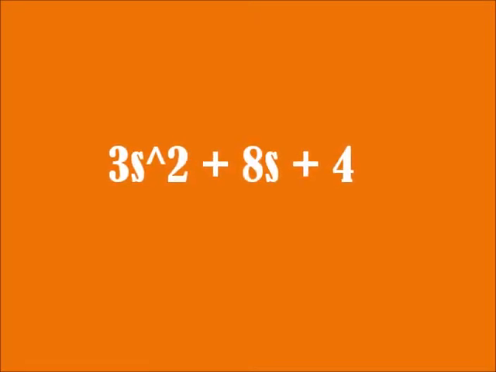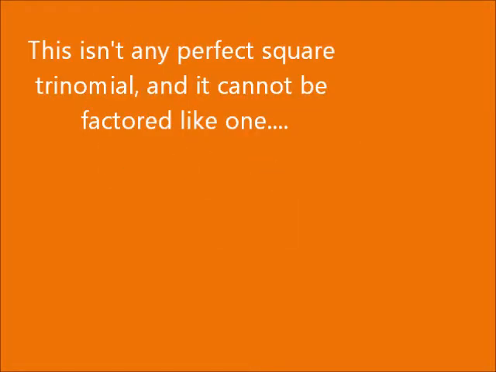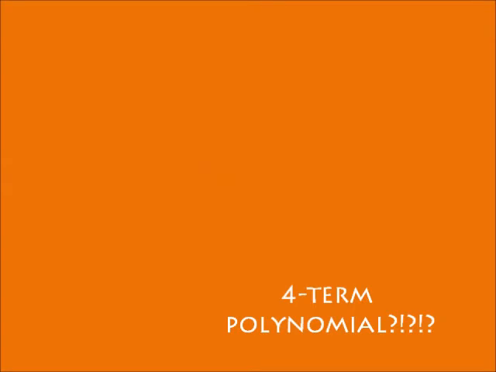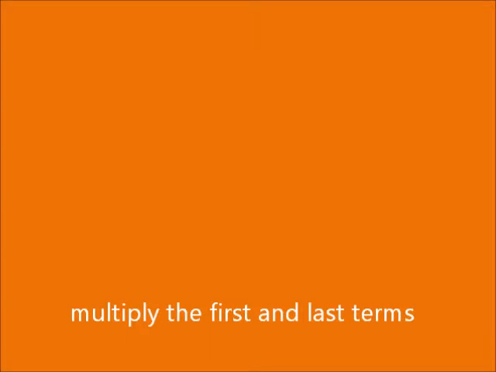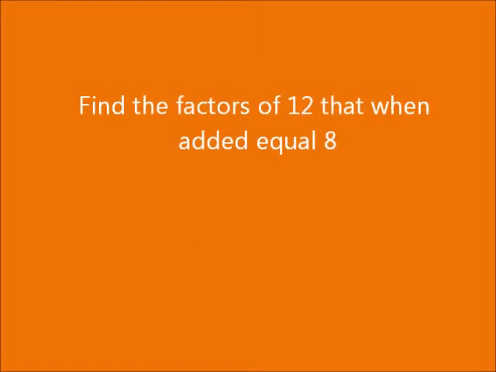The equation we shall use for factoring by grouping is 3c squared plus 8c plus 4. This isn't a perfect square trinomial and it can't be factored like one. What do we do? The answer is make it into a 4-term polynomial. To do this, we must split the middle term, and how we do this is by multiplying the first term by the last term, so 3 times 4 is 12. Now we need to find what factors of 12 when added equal 8. 1 plus 12, 2 plus 6, and 3 plus 4. 6 plus 2 equals 8, so we have our factors.